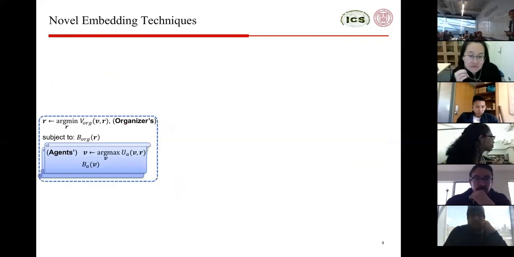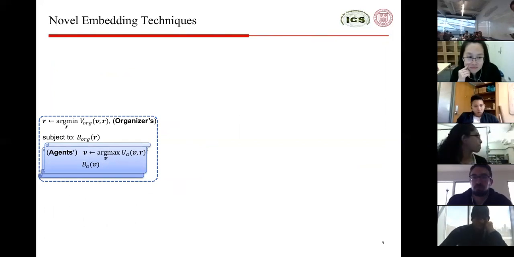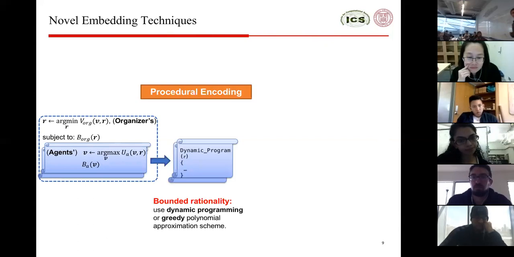So we actually use a novel embedding technique to solve this bi-level optimization problem. We start with this bi-level optimization, and we have this agent problem embedded in the global optimization. What we propose is, first, we are going to approximate the agent decision process using a polynomial approximation scheme. This corresponds to assuming the agent has bounded rationality, which is a natural assumption to make. And this procedure encoding will take the reward vector as the input, and it will compute in polynomial amount of time the agent's decision R.